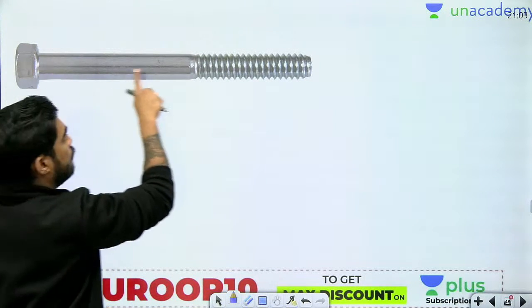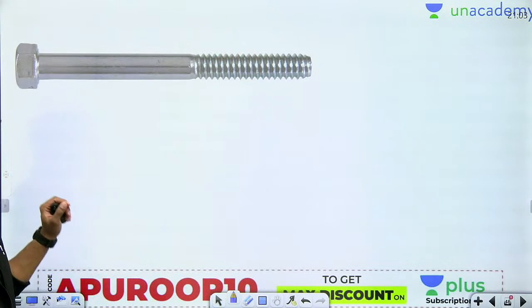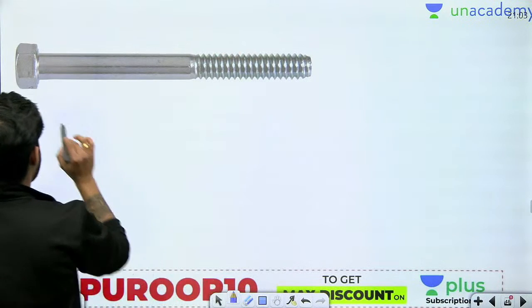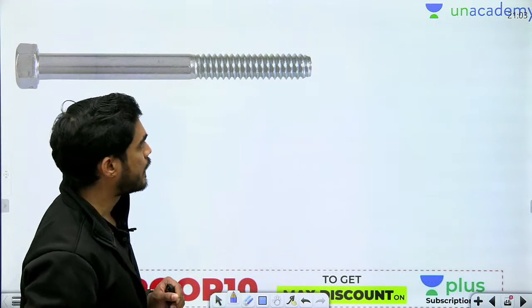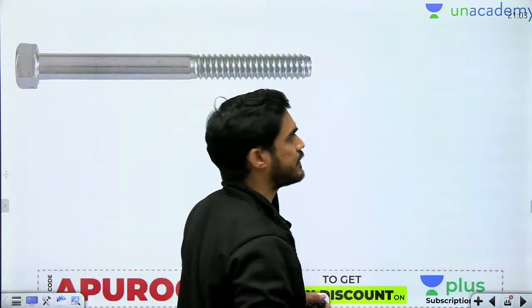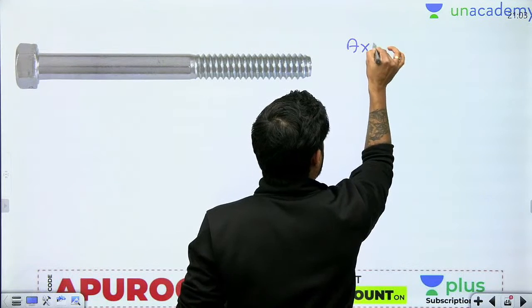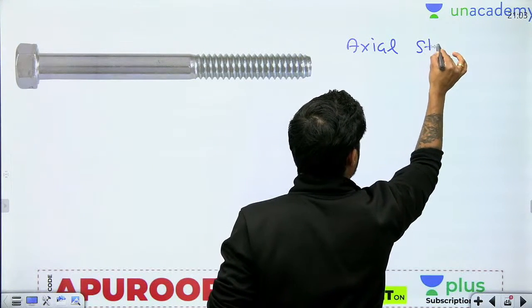So let's say I have given you the bolt. This bolt has a threaded portion and an unthreaded portion. Now what will be the stiffness? First of all, I am applying an axial load.